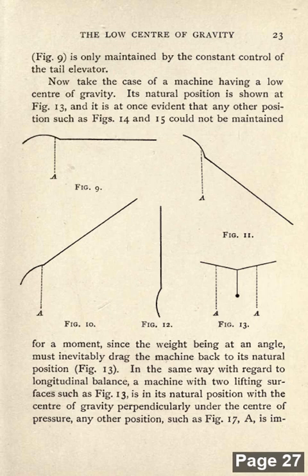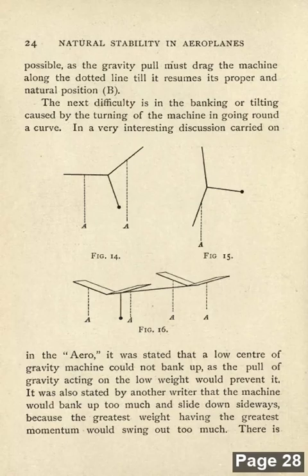Fig. 13. In the same way with regard to longitudinal balance, a machine with lifting surfaces such as Fig. 16 is in its natural position with the center of gravity perpendicularly under the center of pressure. Any other position, such as Fig. 17, is impossible, as the gravity pull must drag the machine along the dotted line till it resumes its proper and natural position B.